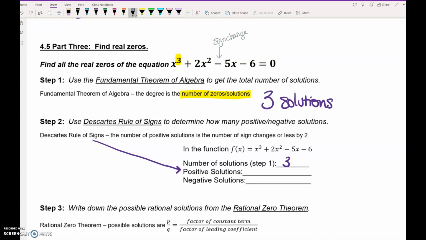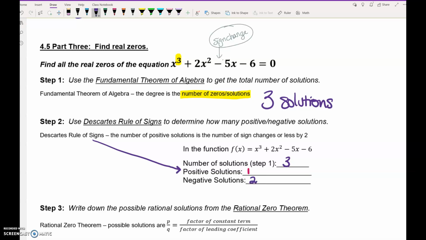The polynomial changes from positive terms to negative terms. The next term is still negative. So we haven't changed again, it has stayed negative. So there is one sign change from positive to negative in this polynomial. That means there's going to be one positive solution. If there's one positive solution, and there's 3 solutions total, how many negative solutions would there then be?